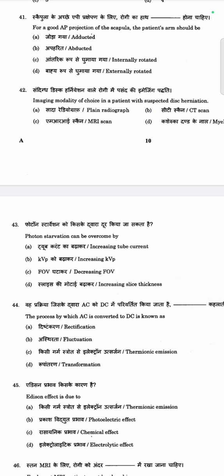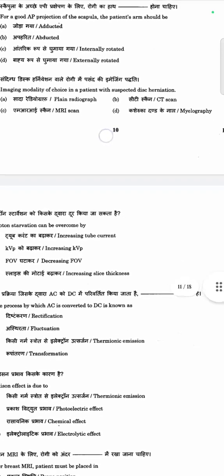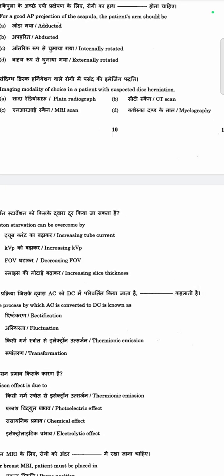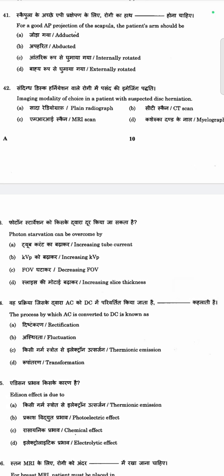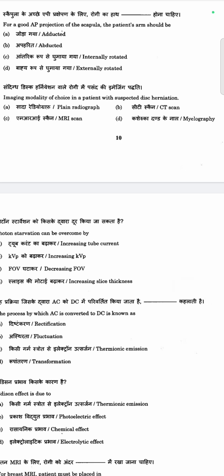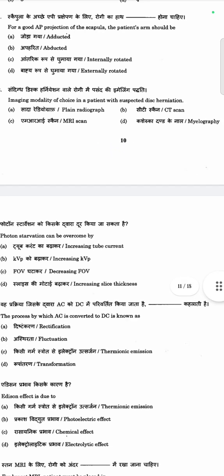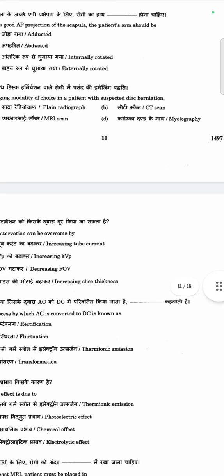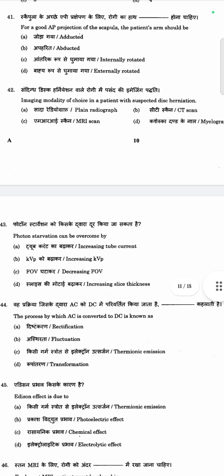Imaging, question number 42. The imaging modality of choice for a patient with suspected herniations. Hernia can be examined with plain radiograph, MRI, CT scan, or myelography, but the most sensitive choice for suspected disc herniation is MRI scan. Discs are fibrous tissue, and when there is herniation you can perform MRI, because plain radiographs do not detect disc herniation. CT scan is mainly used for bone anatomy. Myelography is used for the spinal cord. Only one option remains, MRI scan.